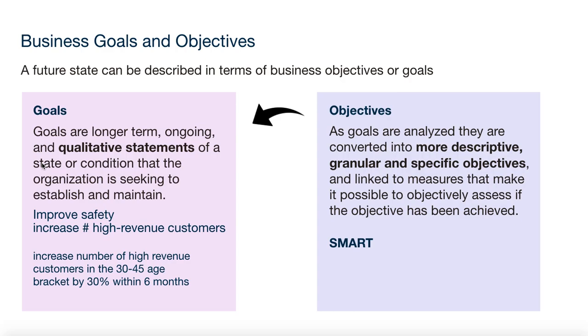And also, when you want to define a goal or an objective, make sure that those goals and objectives are SMART. Okay, if you don't know what SMART is, I've made a video on that as well. So basically, you need to have all your goals and objectives be SMART: specific, measurable, attainable, realistic, and time bound as well. So that's about how you want to define the future state using goals and objectives.